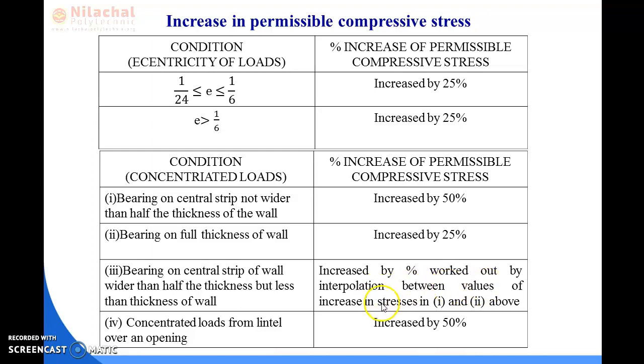interpolation between 1 and 2. That means the value should be in between, increased by 50% to 25%. Then for the fourth condition, concentrated loads from lintel over an opening, it is increased by 50%. So these are the permissible compressive stress increments according to the condition of eccentricity loading and concentrated loading.